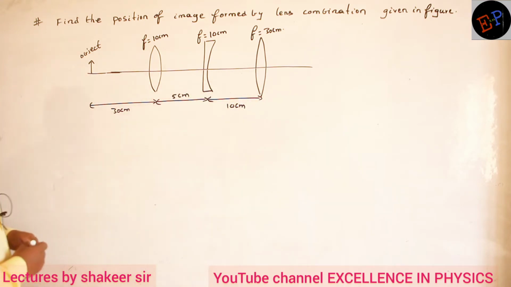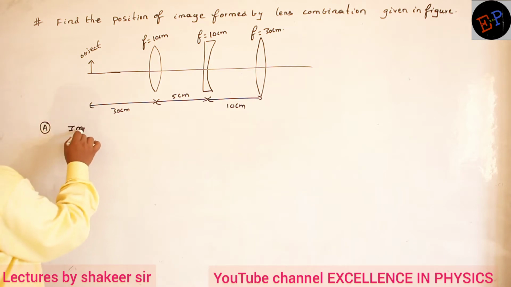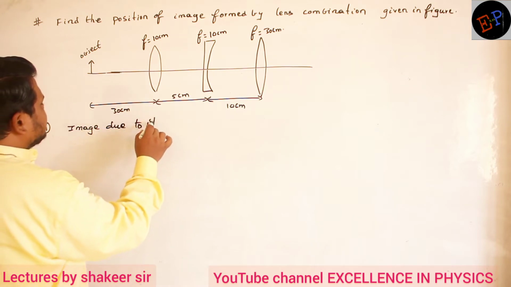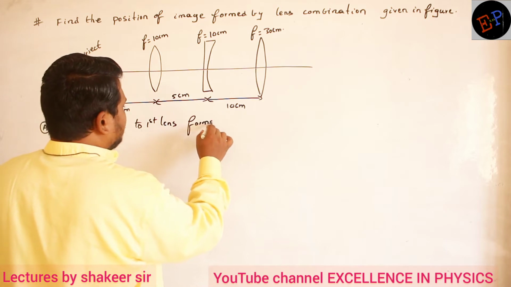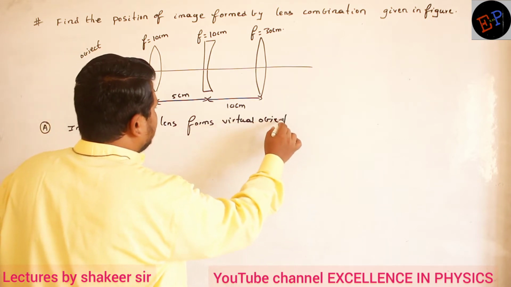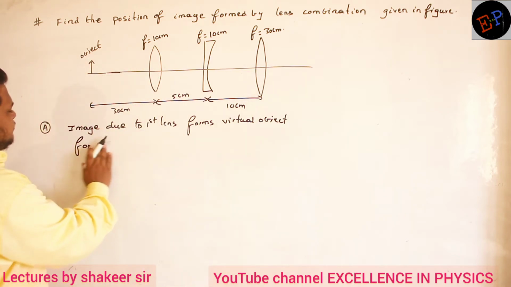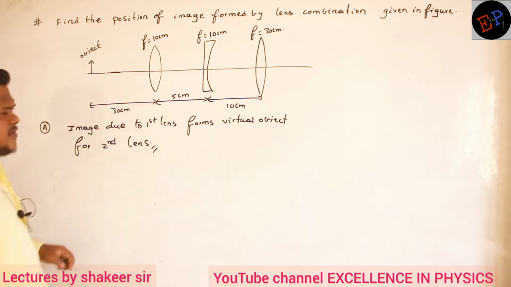Clear? See, here one point which I should understand is that the image due to the first lens forms a virtual object for the second lens. Okay? So this is one very important point which you should always remember.